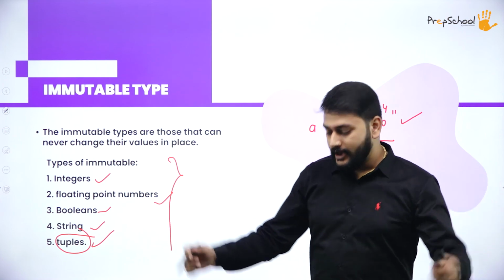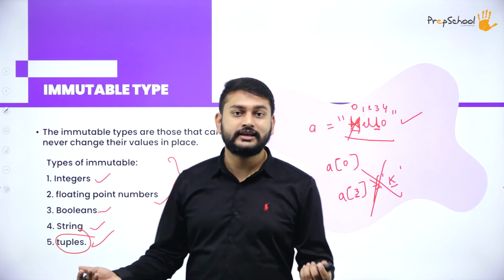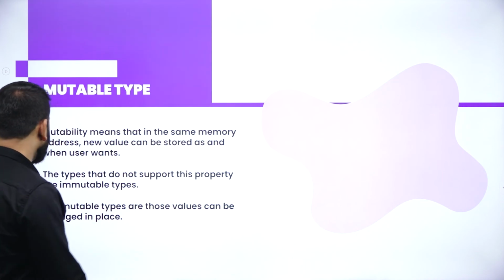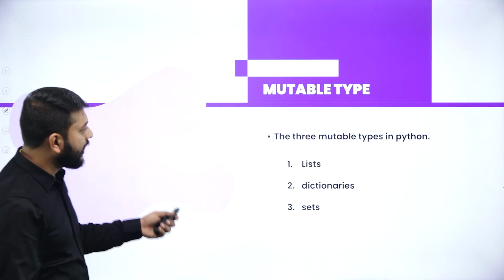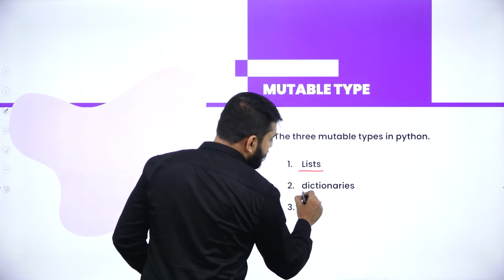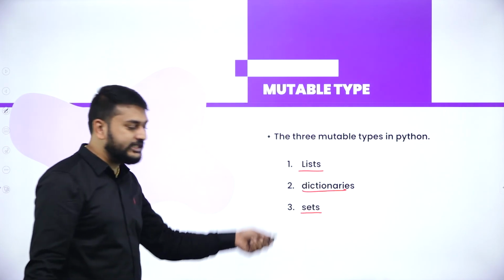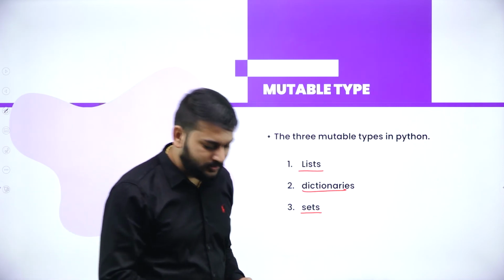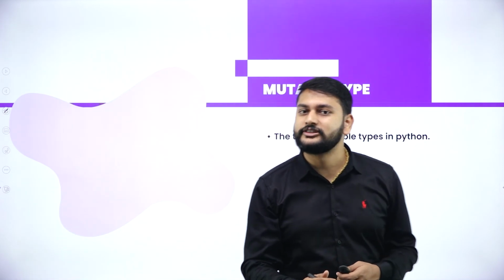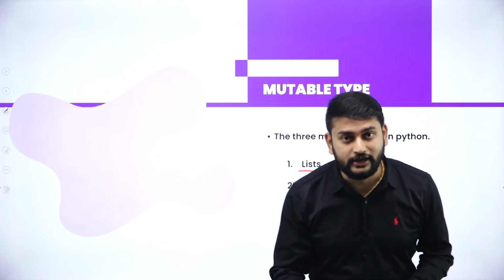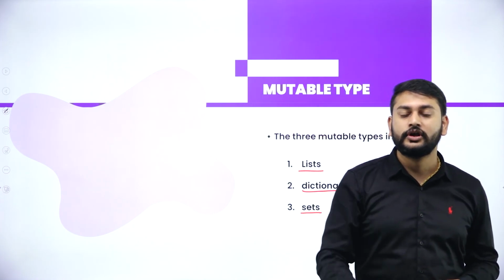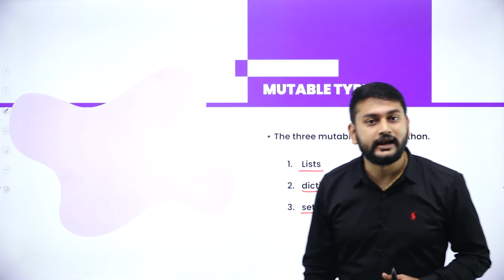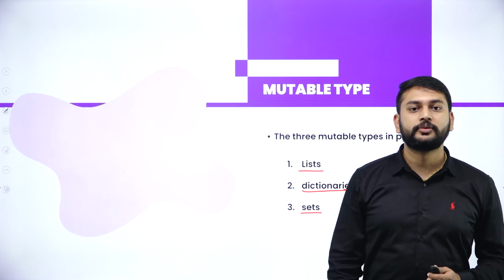So what is the next thing that I have? The next thing is mutable, obviously. So guys, what are the different mutable data types? Lists, dictionaries, sets. These come under the mutable data types. What is the meaning of mutable data type? You can replace the values in the same memory location. That's why I call these data types mutable data types.